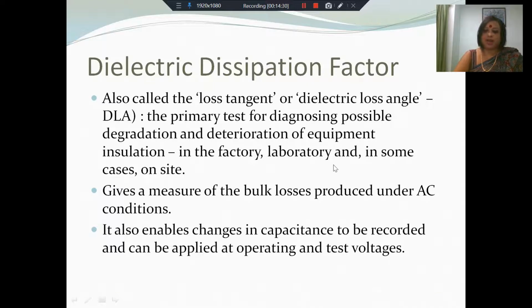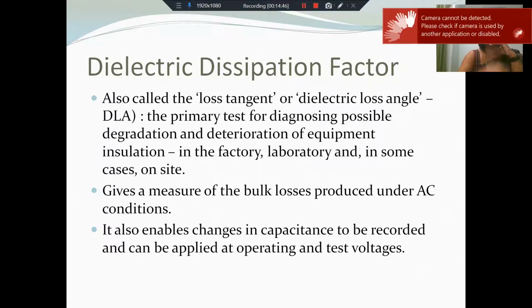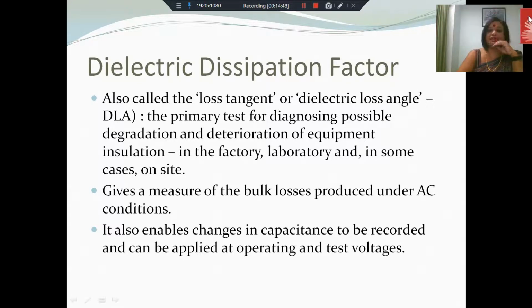Next, we come to the dielectric dissipation factor. We have discussed it very briefly in the introductory lecture to this course. The dielectric dissipation factor is also called the loss tangent, or the dielectric loss angle, or the DLA, and this is the easiest test, the primary test used for diagnosing possible degradation and deterioration of equipment insulation, especially in the field. So in the factory, in the laboratory, or in on-site measurements, as soon as you measure the loss tangent, you get an idea about the bulk losses in the system. Remember, this gives a measure of the bulk losses produced under AC conditions.